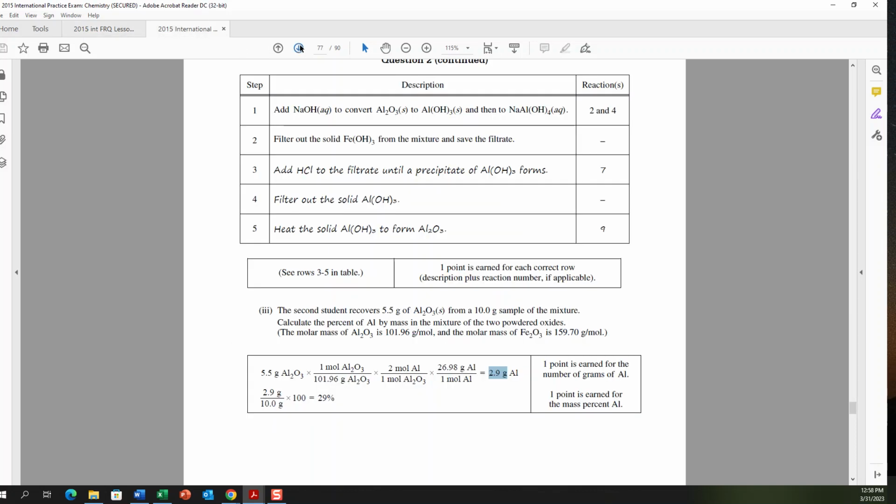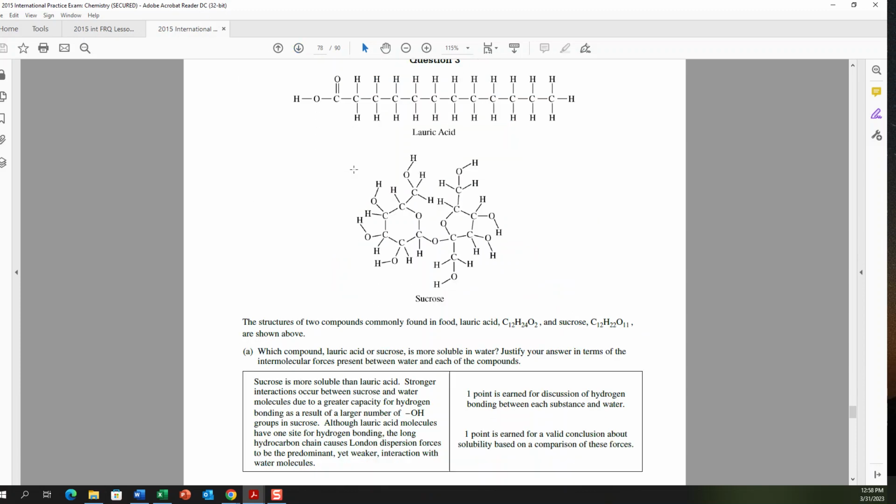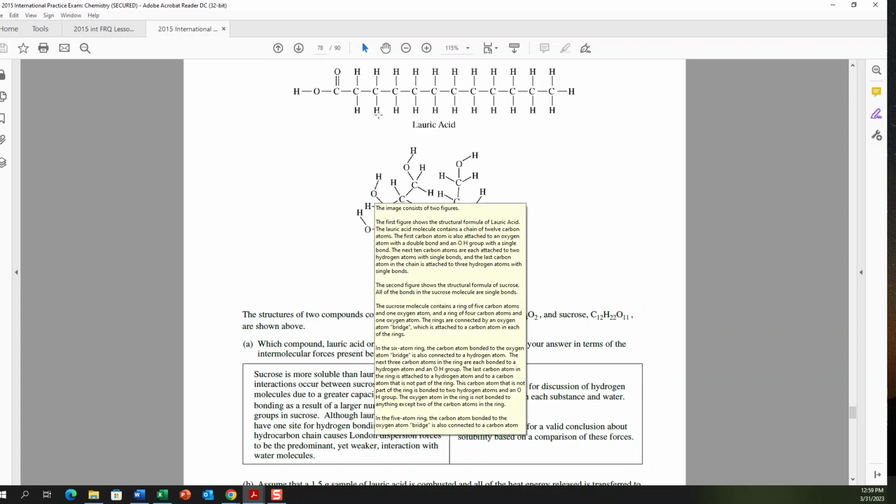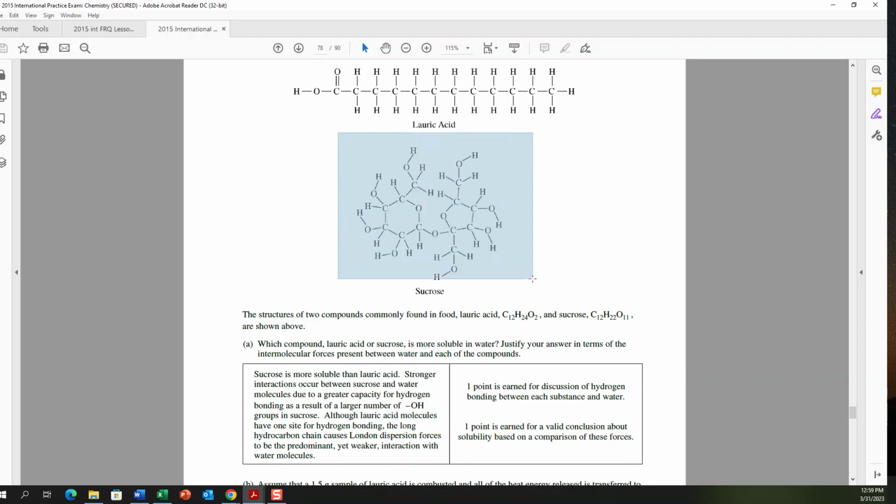All right, let's see what the scoring guide tells us. Yeah, sucrose is more soluble than lauric acid. Stronger interactions occur between sucrose and water molecules due to the greater capacity for hydrogen bonding, as a result of a larger number of OH groups in sucrose, right? Okay, so there we go. Although lauric acid molecules have one site for hydrogen bonding, the long hydrocarbon chain causes London dispersion to be the predominant yet weaker interaction with water molecules. Okay, there you go. So just comparing the two. This has hydrogen bonding, this has hydrogen bonding, but this has more sites for hydrogen bonding, so it's going to end up being more water soluble.